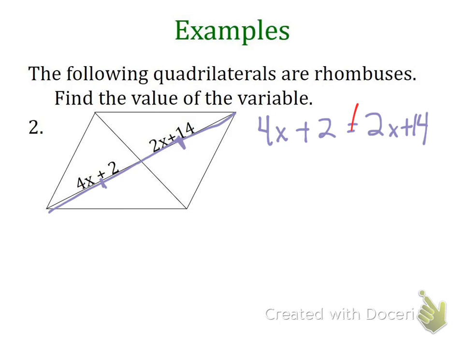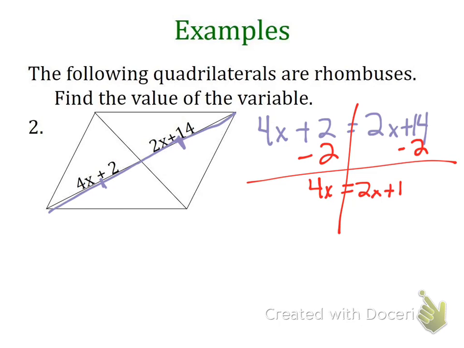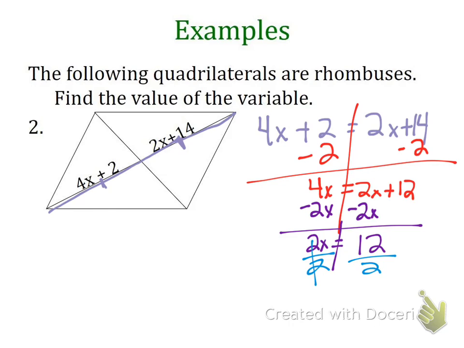Alright, so first thing, what do we want to do first? Subtract 2. So that leaves us with 4x equals 2x plus 12. Now what? Minus 2x. So that leaves us with 2x equals 12. Last step, we're going to divide by 2 on both sides. So x equals 12 divided by 2. 6.